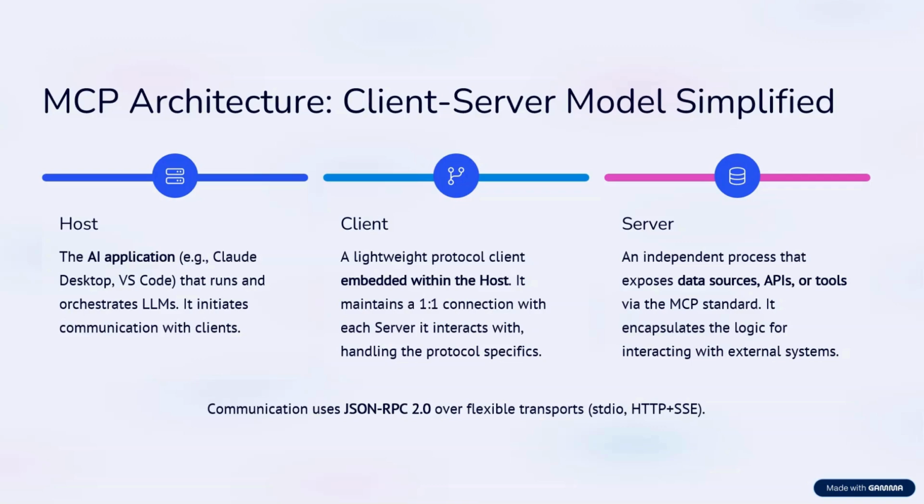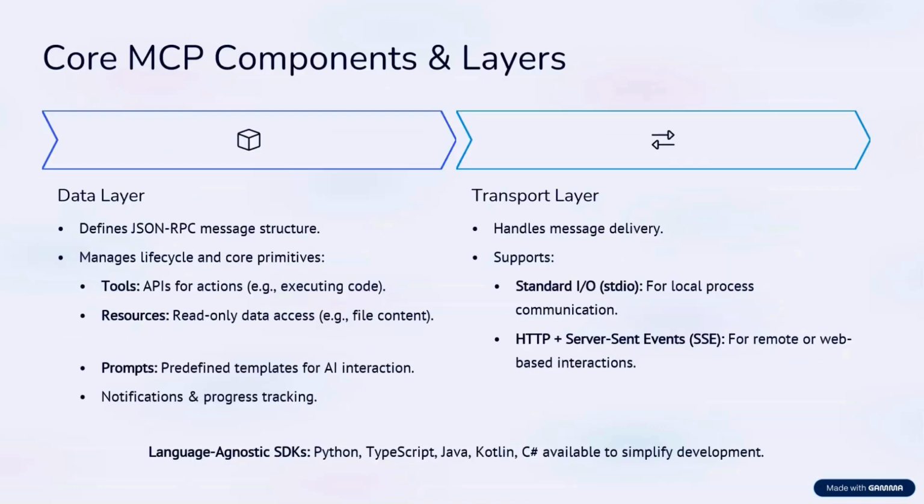Now, all this communication happens on the JSON RPC 2.0 protocol. So this entire communication is done that way as well. Now moving on, let's break down each of these layers separately.